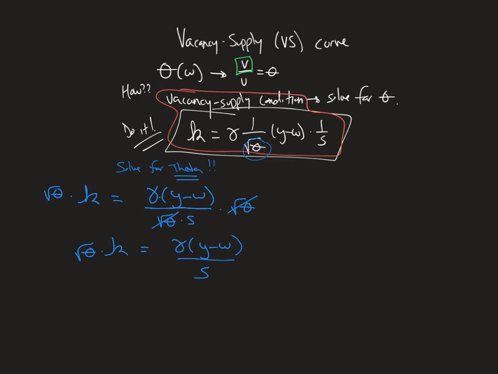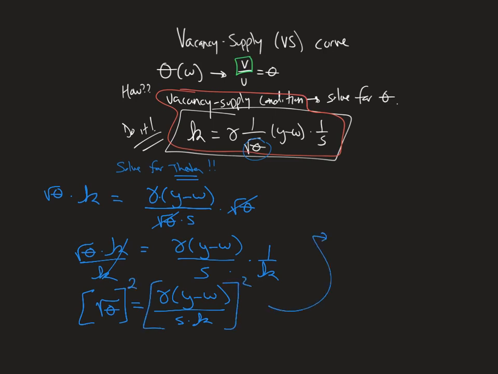I then want to get theta by itself, so I'm going to divide both sides by K, which is the same as multiplying by 1 over K. That's going to get rid of these K's. So I get the square root of theta is equal to gamma times Y minus W over S times K. Multiply across, so I'm going to have S times K in the bottom. And then if I want to get rid of the square root sign, I'm going to square both sides. So therefore, theta is going to equal gamma times Y minus W over S times K, that whole thing squared. This is theta as a function of W.